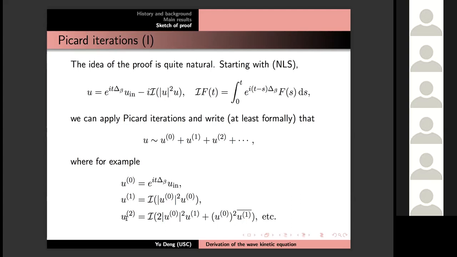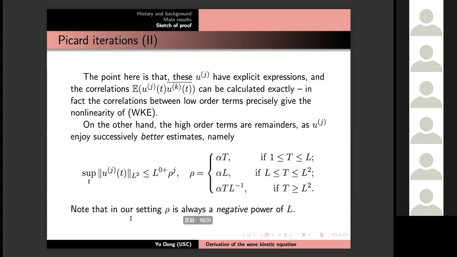Then if you write U3, it's the Duhamel evolution of U0 times U1 squared plus the Duhamel evolution of U0 squared times U2, and so on. So this is a septilinear Gaussian, and so on. This is just a standard Picard expansion, and we would like to analyze the terms that appear in this Picard expansion.